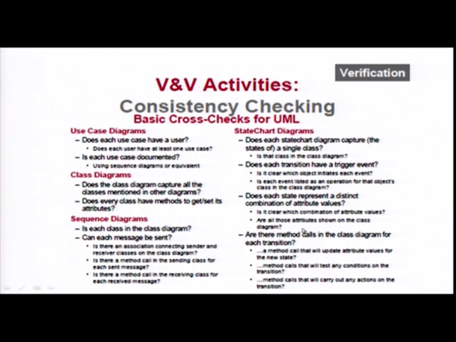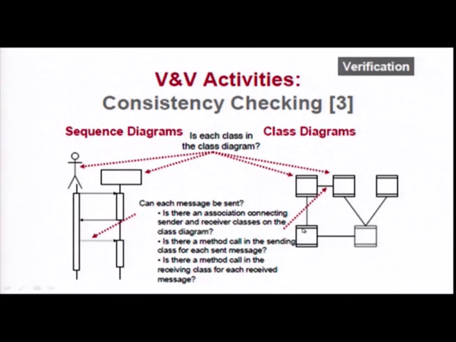So, simply by cross checking, at every diagram, you can build what are called cross checks. There will be consistency checking between use case diagram and sequence diagram. Is it reflected correctly? Well, if you can do that consistency checking, there is nothing like it. How? By simply asking the correct questions at each diagram. So, basic cross checks are there, consistency checking the sequence diagrams. In the class diagram, there are classes, can each message be sent? Is there an association?